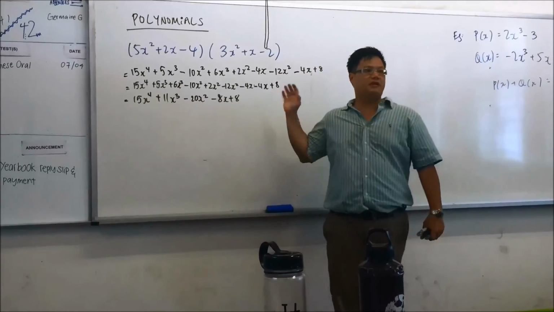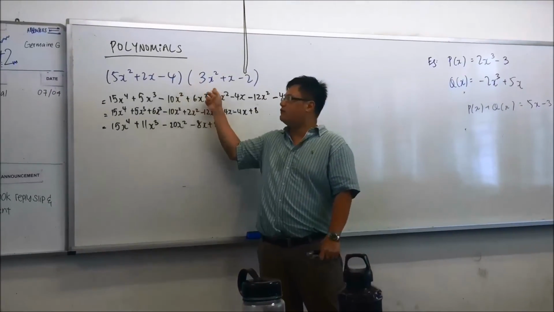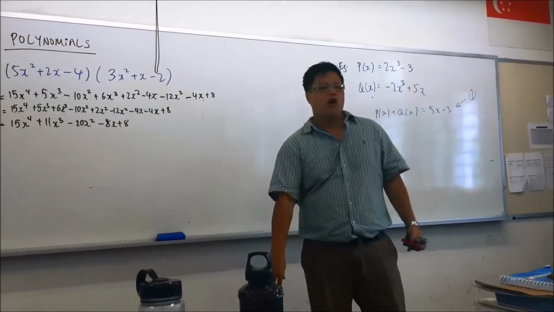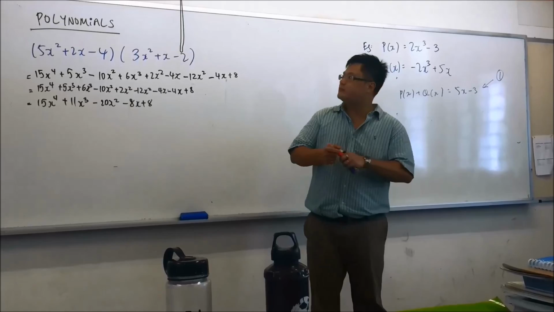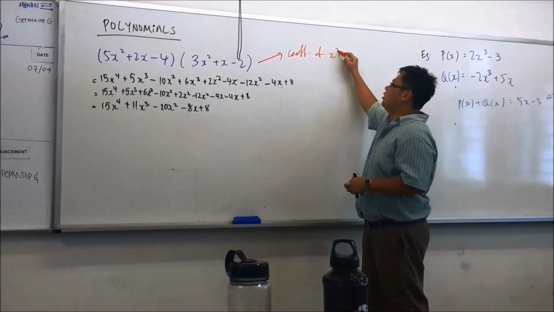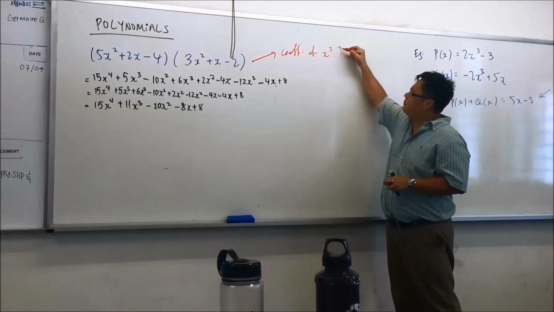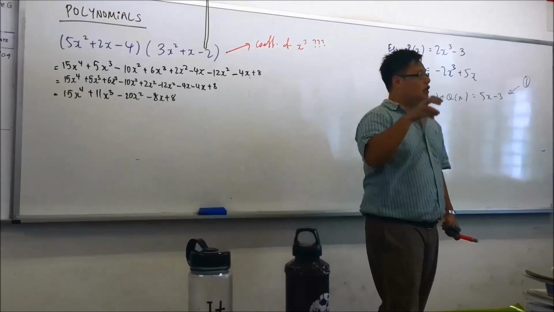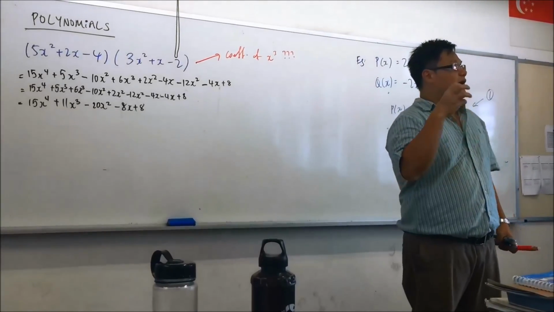Instead of expanding everything, if I just want to look at the product of these two polynomials and I ask, what is the coefficient of the x cubed term of the resultant polynomial? When you multiply them, I only want to find out the coefficient of the x cubed term.